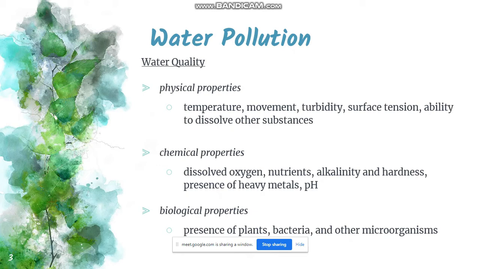So lastly is yung ating biological properties or yung presence ng plants, bacteria, and other microorganisms dun sa tubig. So, any addition or any change in those things, we can call them water pollution. So, anything that can alter the chemical, biological, or physical properties of the source of water or any aquatic ecosystem is called water pollution.